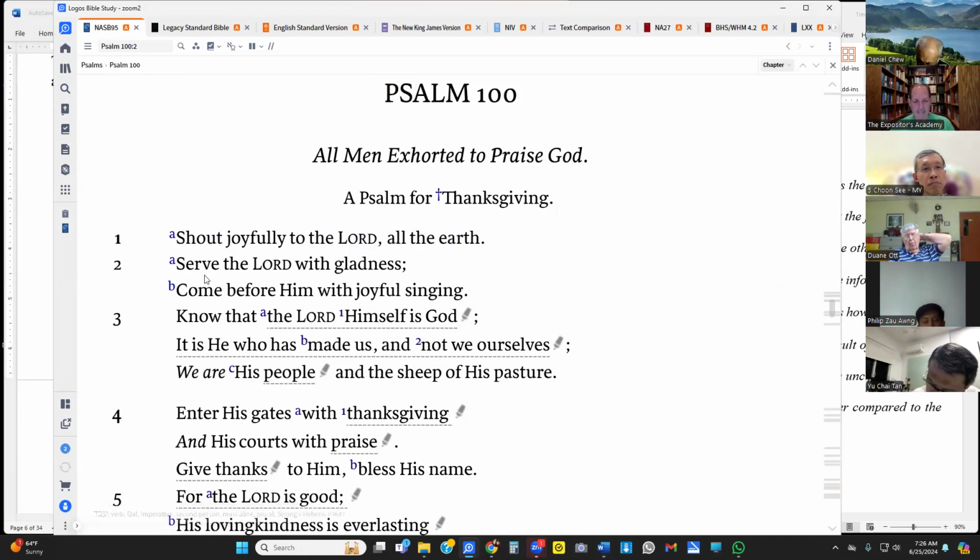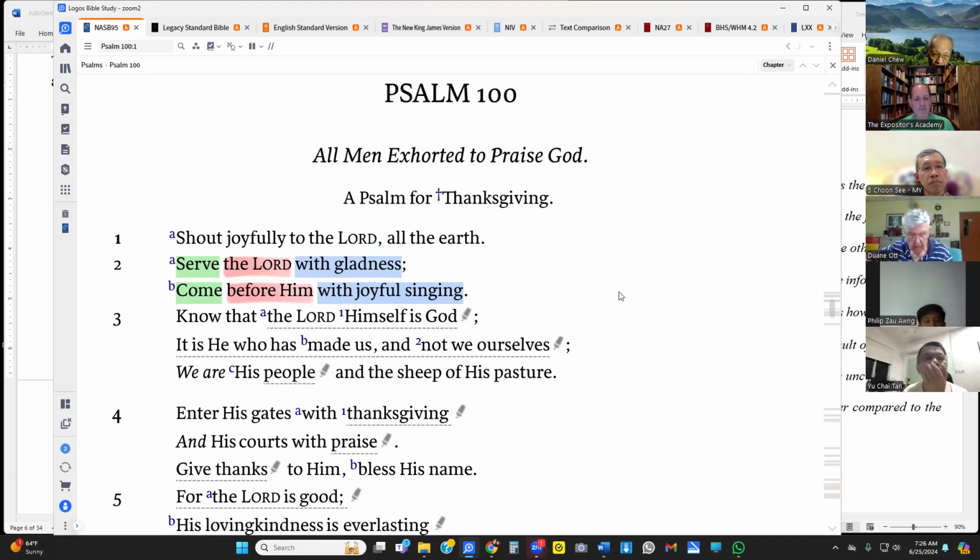But then notice the second line, "Serve Yahweh, serve the Lord with gladness." Those are the 3 parts to this line. Notice, "Come before him with joyful singing." That's synonymous. It's basically making the same statement, repeating that.